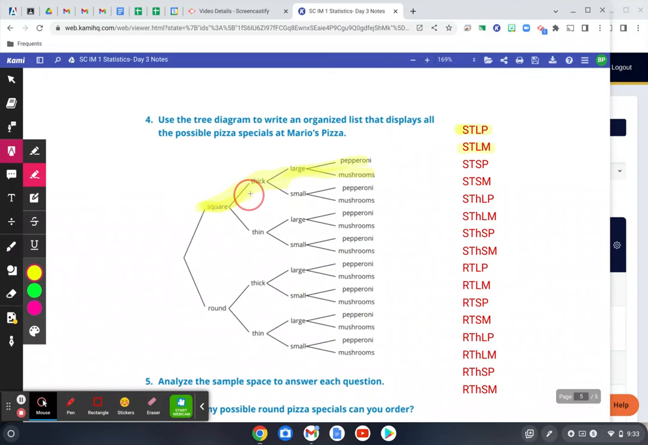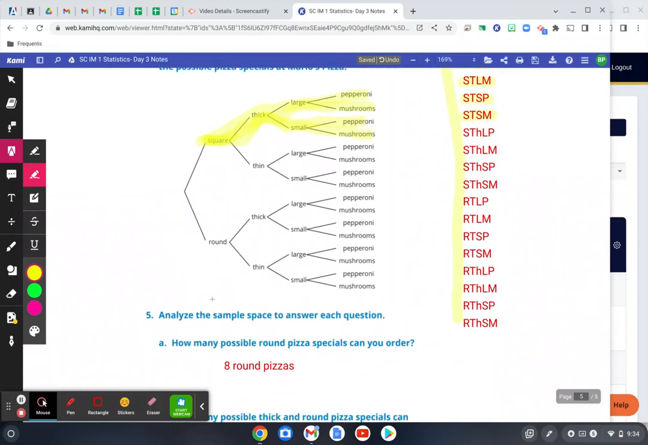Here I have square, thick, small pepperoni. Okay, and that's right here. And basically you're just going to make your way down each one of these branches, square, thick, small, mushroom. That's right here, square, thick, small, mushroom. And you're going to list out all 16 of your sample space. Okay, and again, I'd encourage you to pause it and try it on your own. Ultimately, once you do that, we're going to answer these questions.